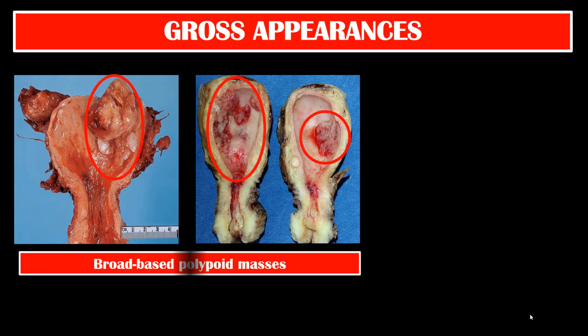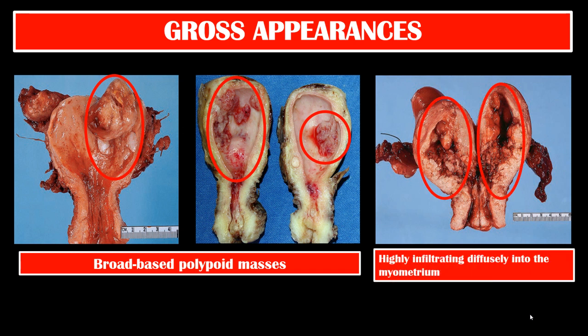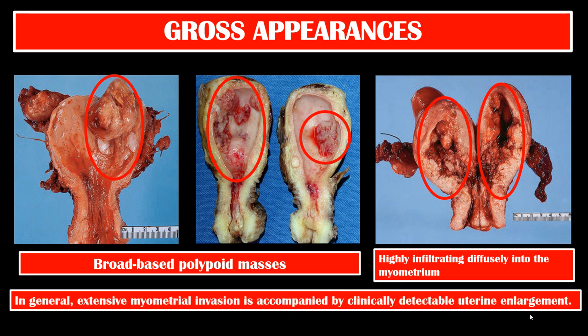Gross appearances. Here we can see broad-based polypoid masses. Here we can see tumor infiltrating diffusely into the myometrium. In general, extensive myometrial invasion is accompanied by clinically detectable uterine enlargement.